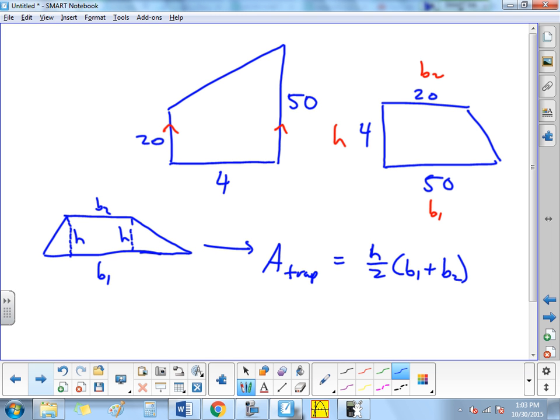Okay. I'll give you a hint. If you ever want to try this derivation, think of this as a triangle with a triangle pulled out of it.